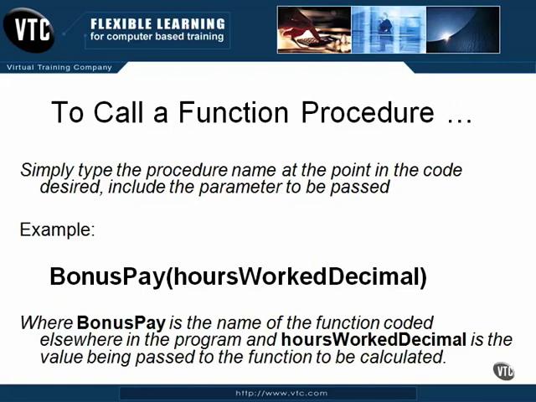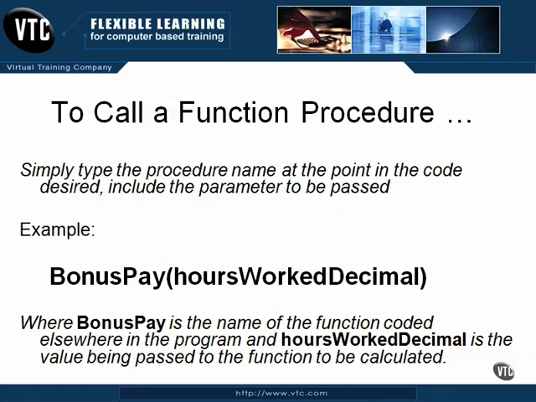And finally, when you're ready to call the function procedure, in a similar fashion to the general procedures, you simply type the procedure name at the point in the code that you wish the code to be executed. Make sure you include the parameter that is being passed. In our example, the function being called is bonus pay. The parameter being passed is hours worked decimal, which you see in parentheses. That's it. So at this point in the program, that statement is being executed.